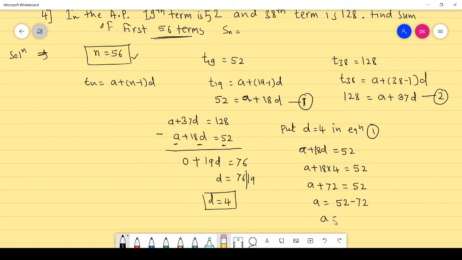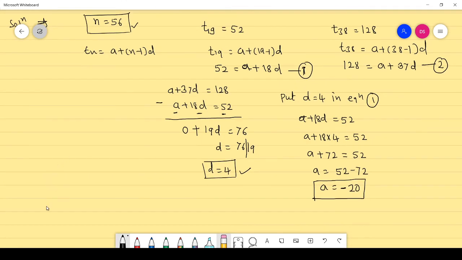A will be, 72 to that side, it will become 52 minus 72. So we got the negative because it is a smaller number minus a larger number. So the value will be negative. So that is equal to minus 20. Now we have the value of A. We have the value of D. We have the value of N. You can use the formula for Sn. So Sn is equal to N divided by 2 in bracket twice A plus N minus 1 into D.